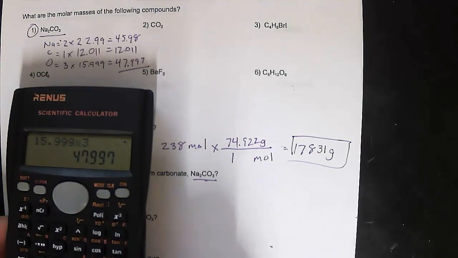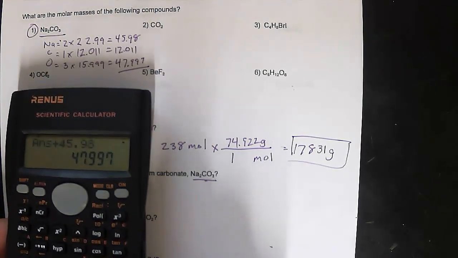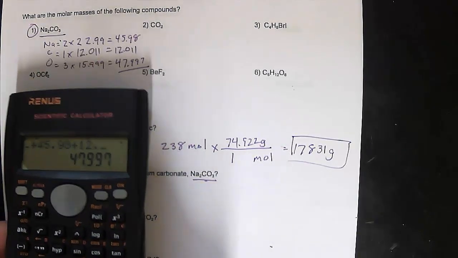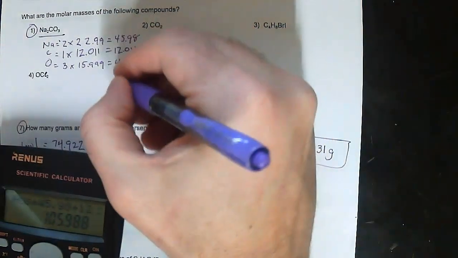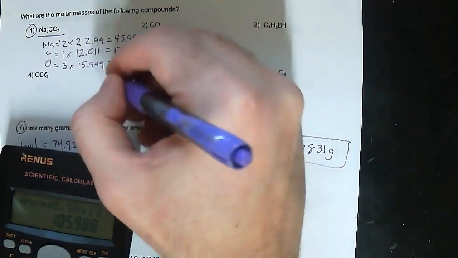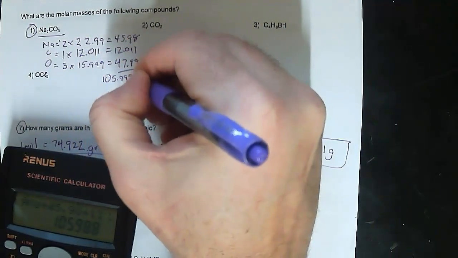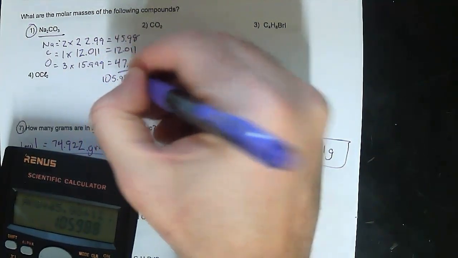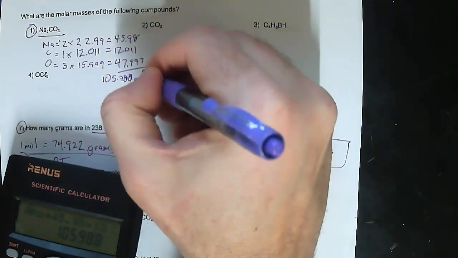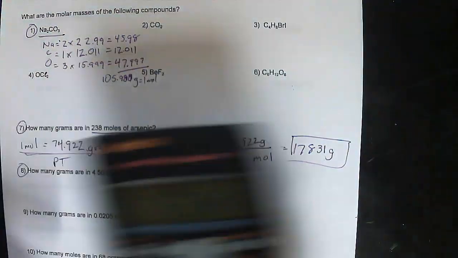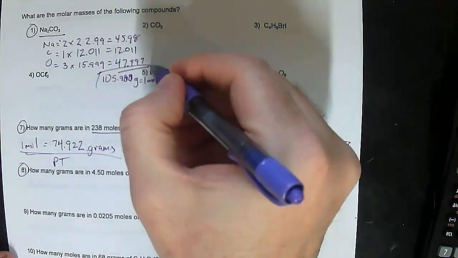So we add that up: 45.98 plus 12.01 plus 47.997. That's 105.988. So this is 105.988 grams, which equals 1 mole. So that's the answer to question 1.